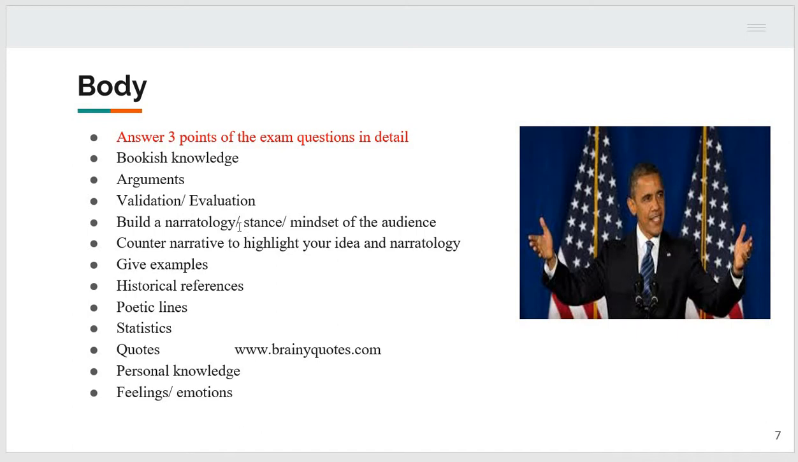You will build a narratology. Narratology means stance, point of view, and mindset of the audience. What is your key purpose? Counter narrative to highlight your idea and narratology. You will mention the idea of your opponents and then you deconstruct it. You will break it. You will defeat that idea.